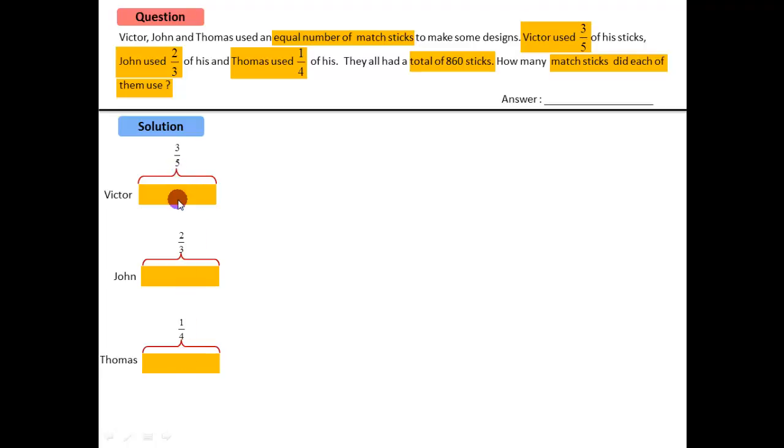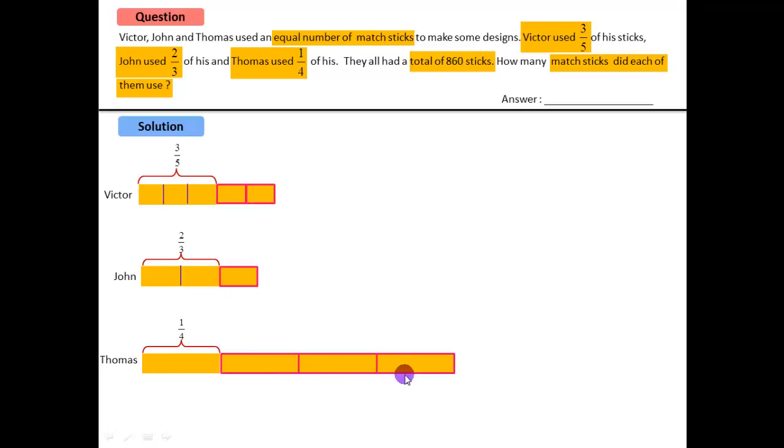Now, since this represents 3 units out of 5, let's separate it into 3 units first. This portion represents 2 units out of 3, so let's separate it into 2 units. And this portion represents 1 unit out of 4, so this remains the same. For Victor, this represents 1 unit. There were a total of 5 units, so let's add another 2 units to represent the total number of matchsticks that he had. For John, this represents 1 unit, so let's add another unit to represent the total of 3 units that he has. So let's draw 3 more units to represent the total number of matchsticks that he had.